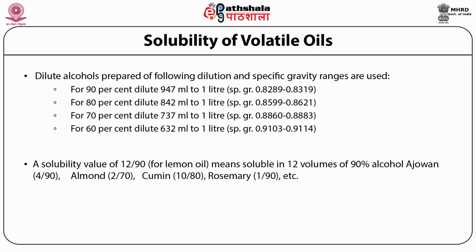For example, a 1 in 2 for lemon oil means soluble in 1 volume of 90% alcohol. A value of 4 by 9 for ajwain means soluble in 4 volumes of 90%. For almond, soluble in 2 volumes of 70% alcohol, and so on.